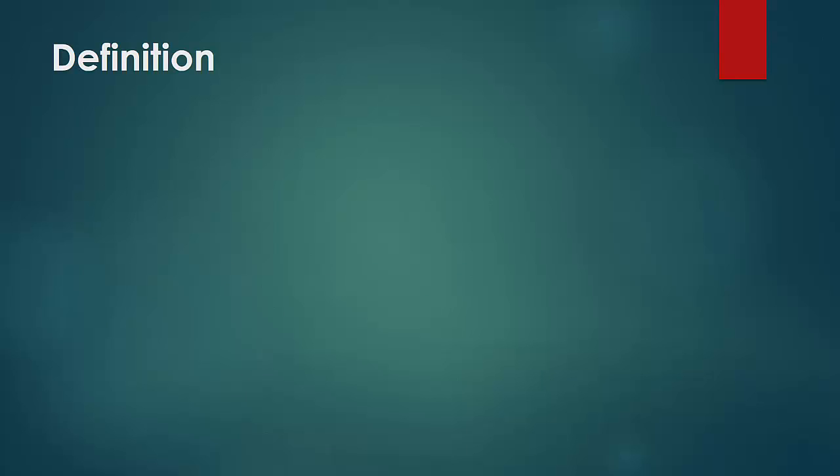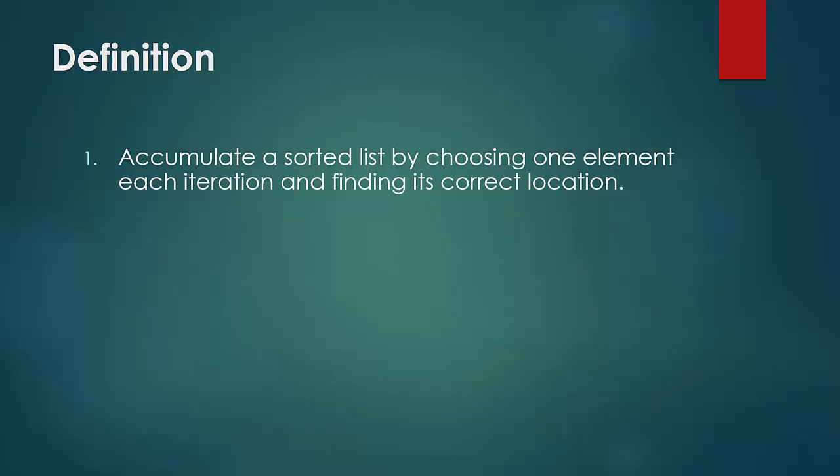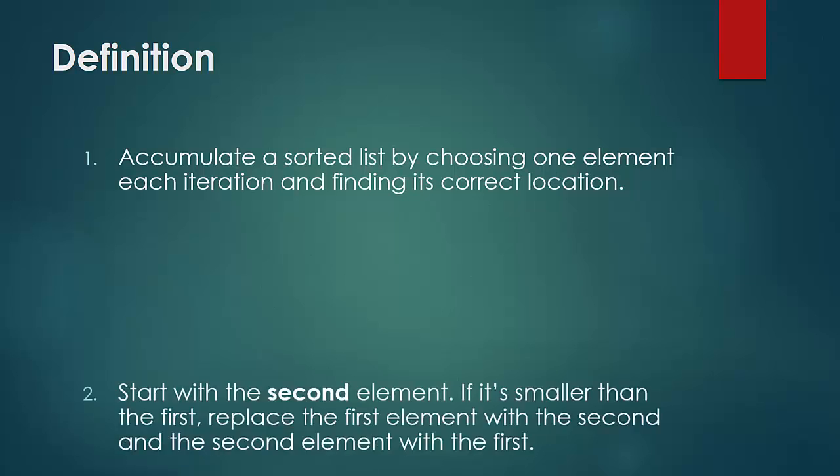So let's get started with the definition and procedure on how to implement insertion sort. In general, the way insertion sort works is it slowly accumulates a sorted list by choosing one element each iteration and finding its correct location. So you're really focusing on one element and finding its location each time you iterate through the dataset.